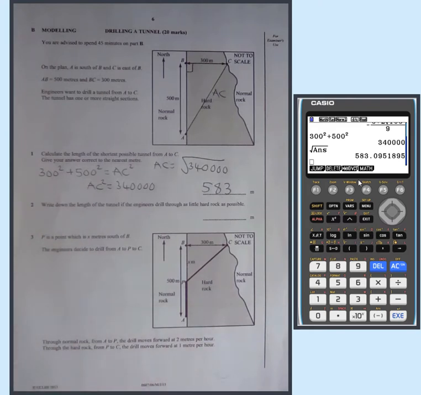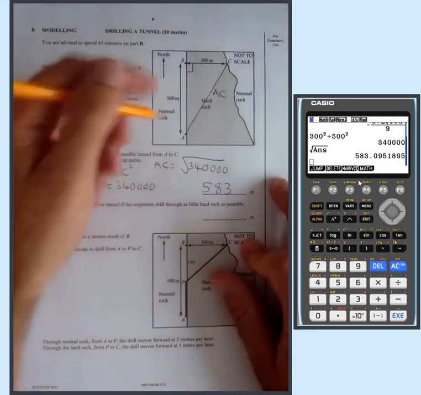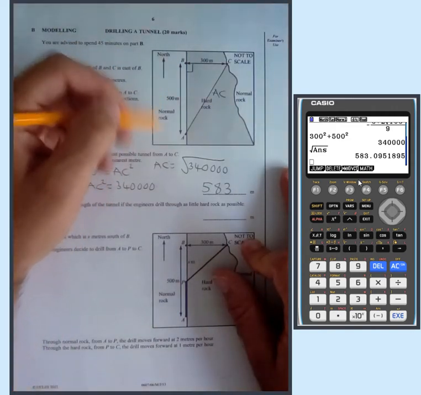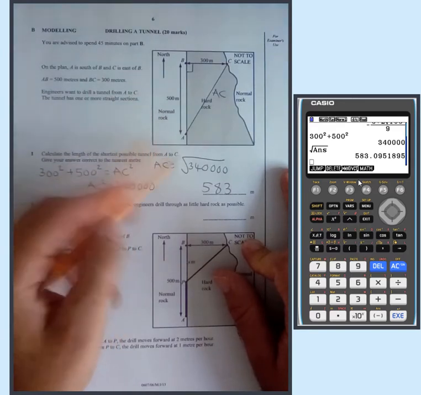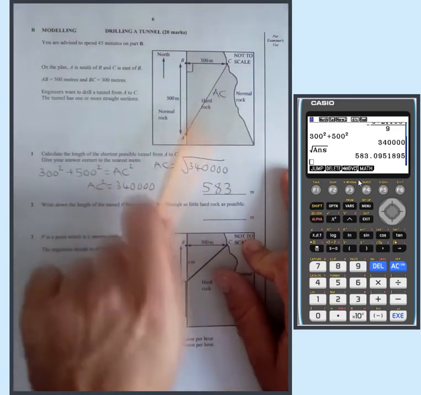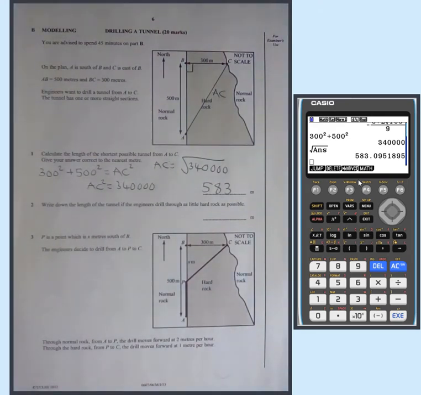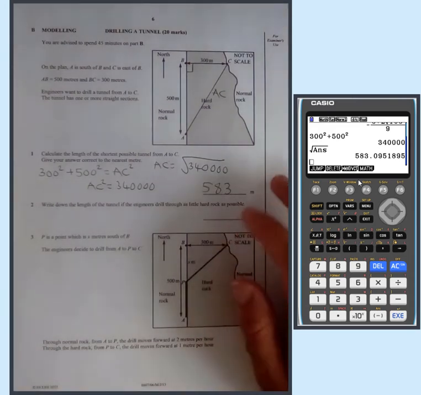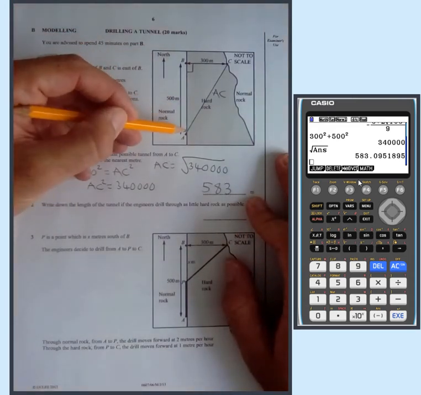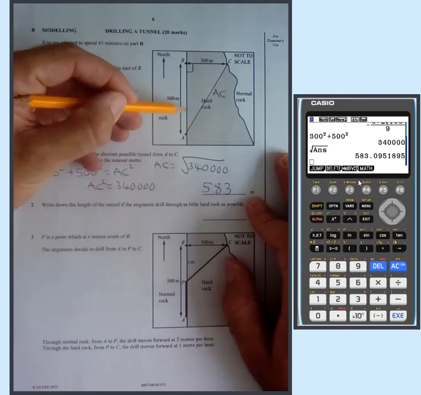Write down the length of tunnel if the engineers drill through as little hard rock as possible. Now if we look at this, you can see everything unshaded, the white bits, is normal rock, and this shaded dark area is hard rock. Remember, the tunnel can only be straight sections. The way to drill through as little hard rock as possible is to go through the normal rock all the way here.